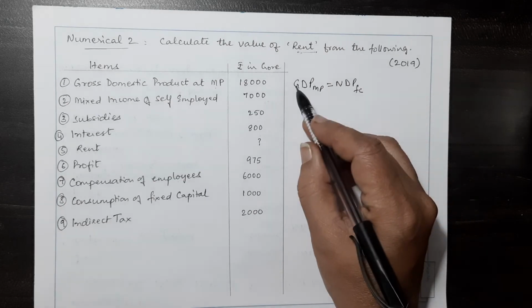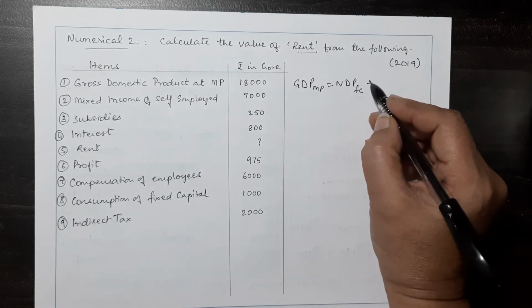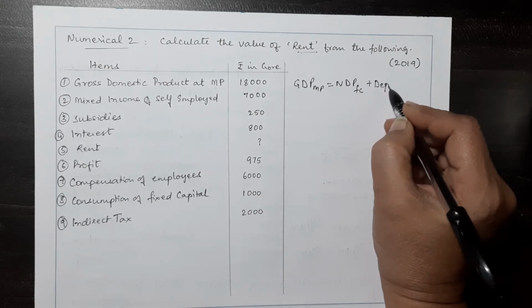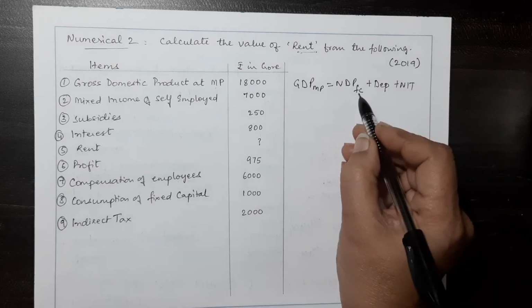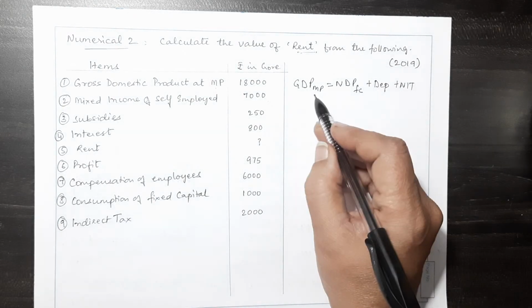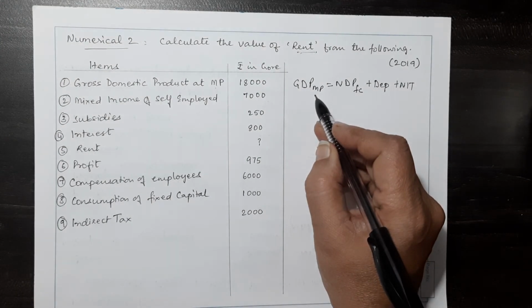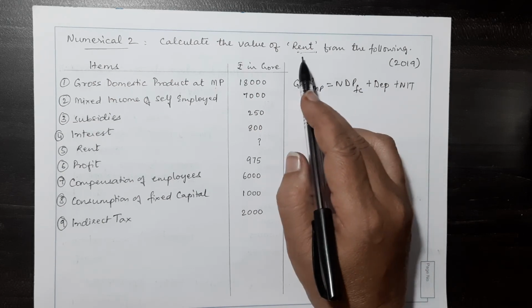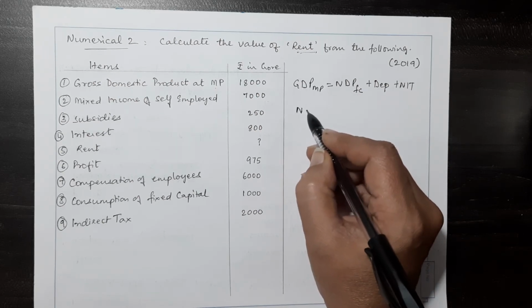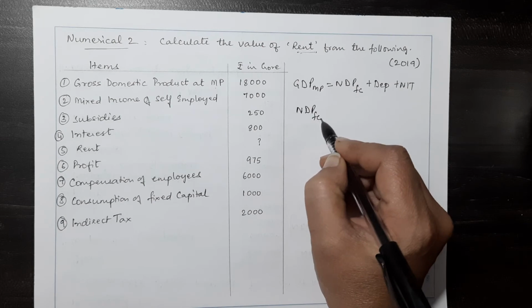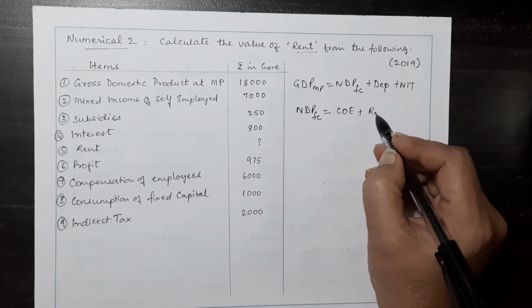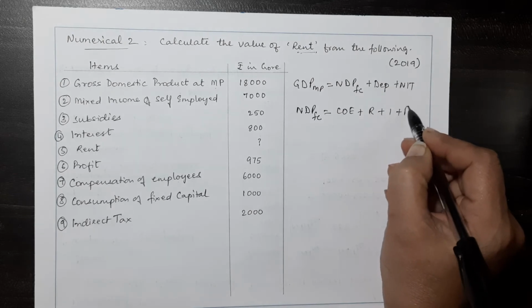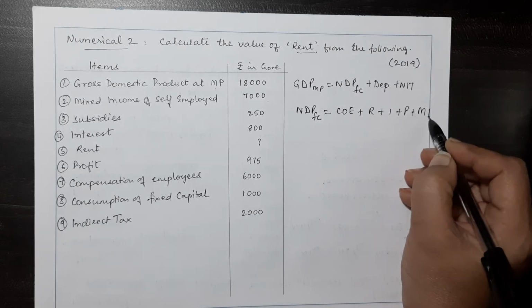Now from net we have to move to gross. So how do we move? Plus depreciation, right? And plus net indirect taxes, because factor cost plus net indirect taxes will give us the market price. Now we need to find out rent, and we know rent we will get from NDPFC, which is equal to compensation of employees plus rent plus interest plus profit plus the mixed income group.